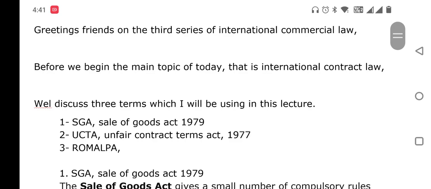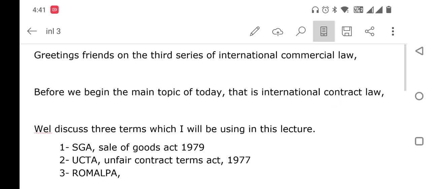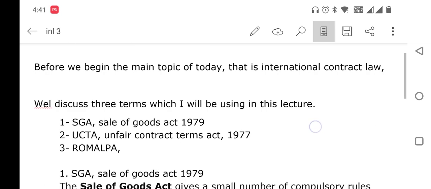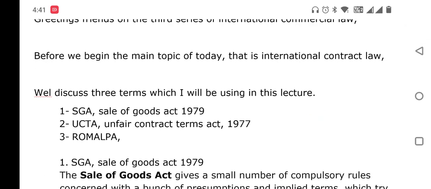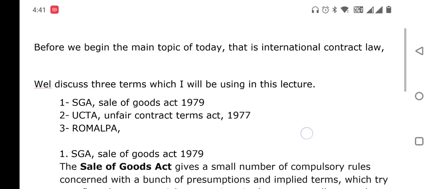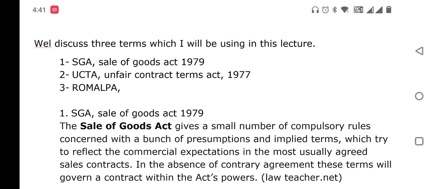Before we begin this topic, I would like to introduce three concepts that are there in international contract law. First, we will discuss these three: the SGA, Sale of Goods Act 1979; UCTA, Unfair Contract Terms Act 1977; and ROMALPA. We will understand these three terms in this video.